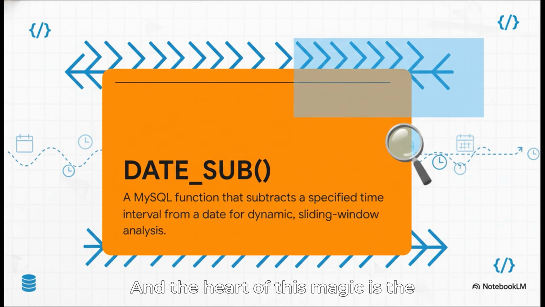And the heart of this magic is the DATE_SUB function. Just think of it like telling the database, hey, show me everything from the last 7 days. And the cool part? When you run that same exact query tomorrow, it automatically knows to show you the new last 7 days. It creates this sliding window that always keeps your data fresh.